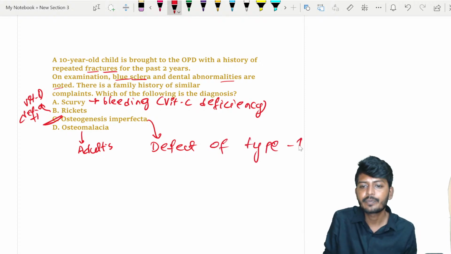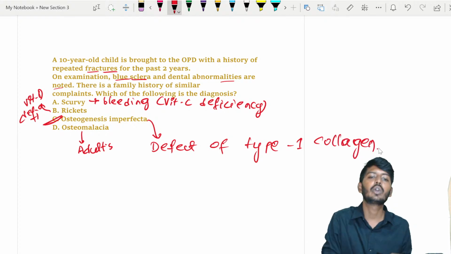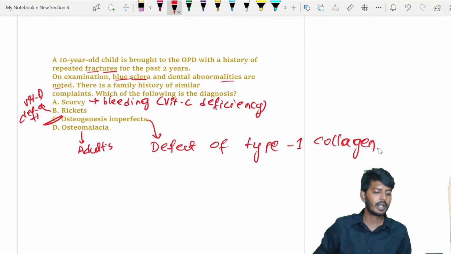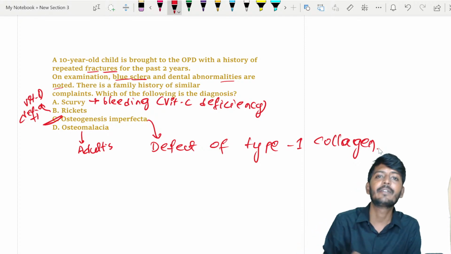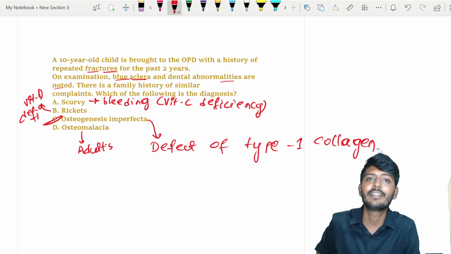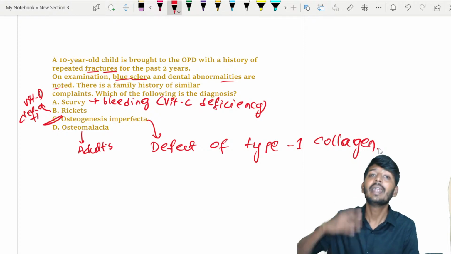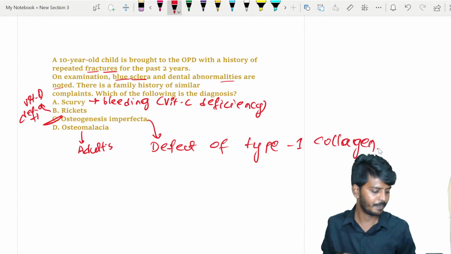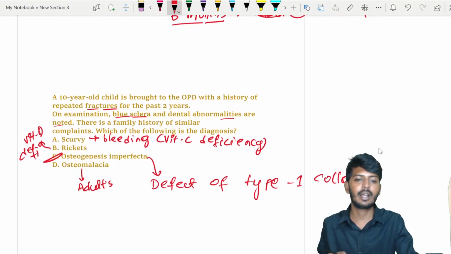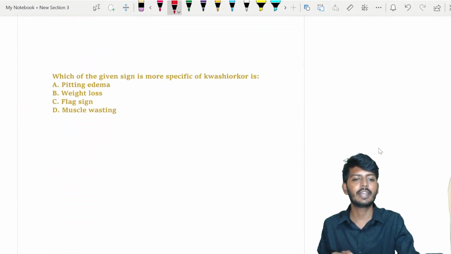Type 1 collagen defect will lead to osteogenesis imperfecta. Type 2 collagen defect will lead to chondrodysplasia. Type 3 collagen defect will lead to Ehlers-Danlos syndrome. Type 4 collagen defect will lead to the very important Alport syndrome. Okay, all right, quickly we have revised all the collagen defects. Let's go to the next question.